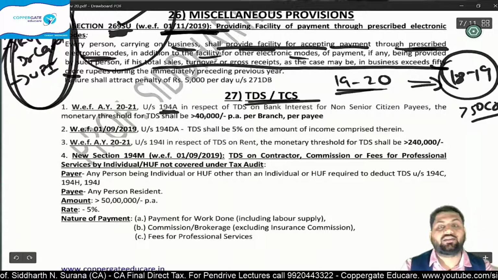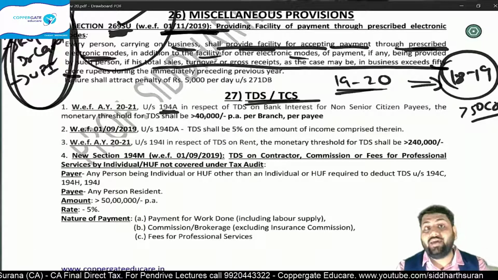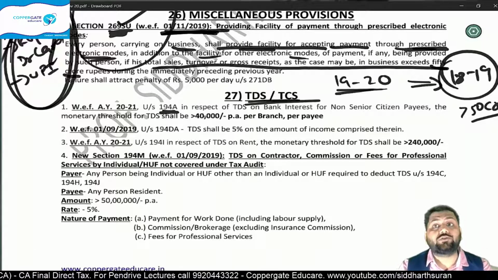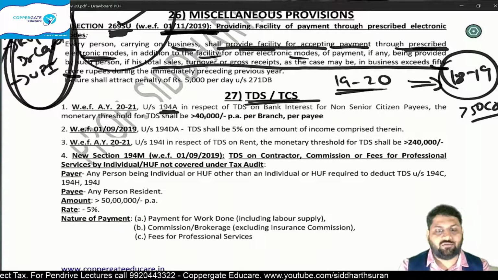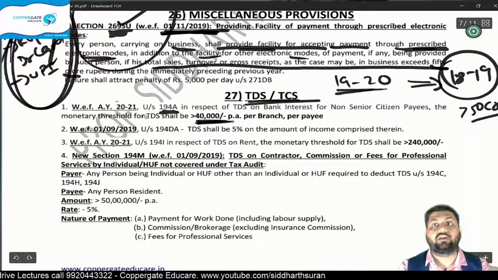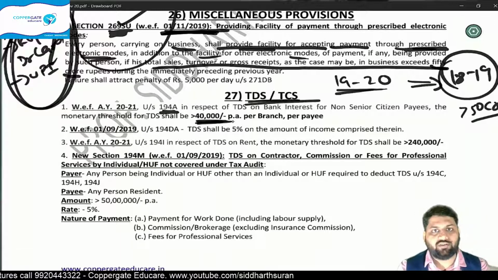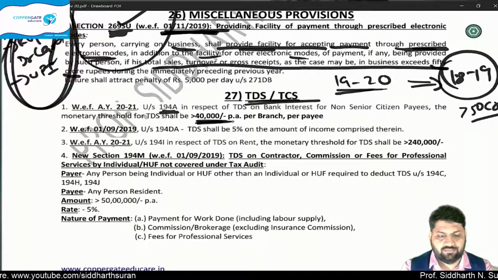So what were the existing TDS limits? Normal limit 5,000. If payer is bank, then 10,000, and bank paying to senior citizen 50,000. So senior citizen limit 50,000 is as it is. Non-senior citizen monetary limit is being increased from 10,000 rupees to 40,000 rupees. So bank interest in savings account already has no TDS. In FD/RD for non-senior citizen, TDS applies only after 40,000. Senior citizen 50,000 limit as it is.